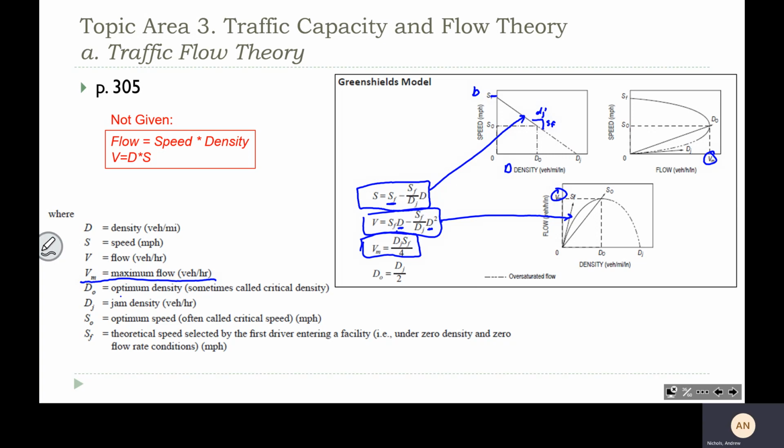So what they do not tell you here, and it's just dimensional analysis, is that flow is equal to speed times density. So flow is vehicles per hour. Speed is miles per hour. And density is vehicles per mile. So once you cancel out your miles, you're left with vehicles per hour. So it's just a simple dimensional canceling your units. And so if you have a density, you have a speed, multiply those together, and that will give you a corresponding flow rate. So V equals D times S.